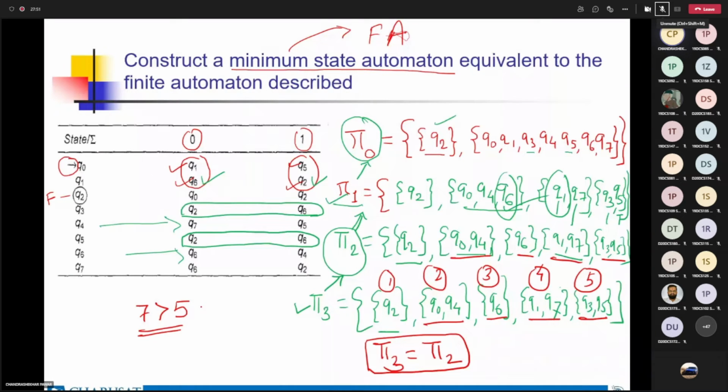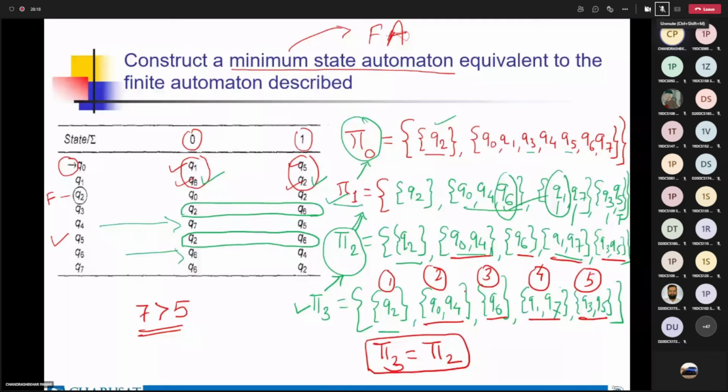In this way we have prepared a minimized finite automaton, or minimum state automaton, equivalent to the finite automaton which is described by this table. Understood? Now we have to prepare the table using these states, with the help of this combination. So how to prepare that table, that I will tell you. Just wait a minute, we have to write down these states now.